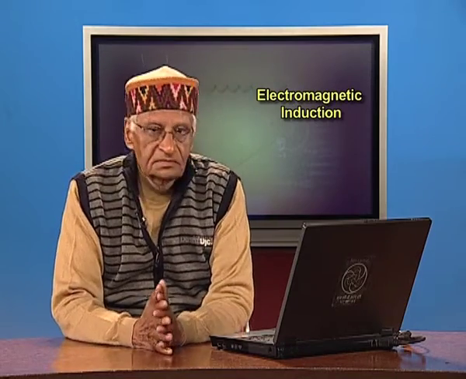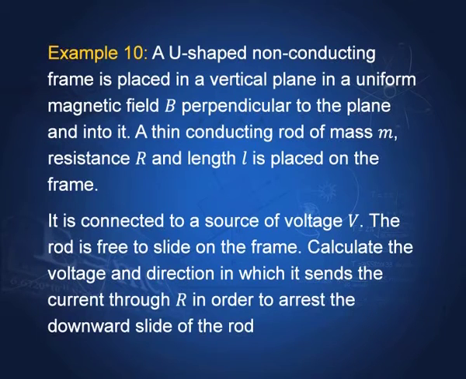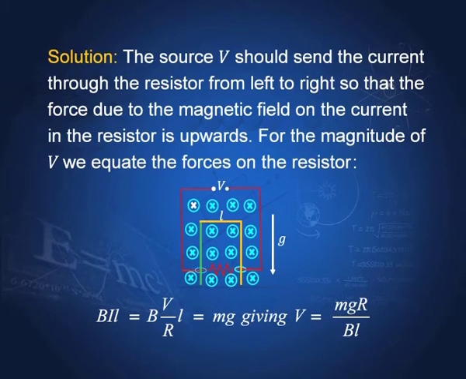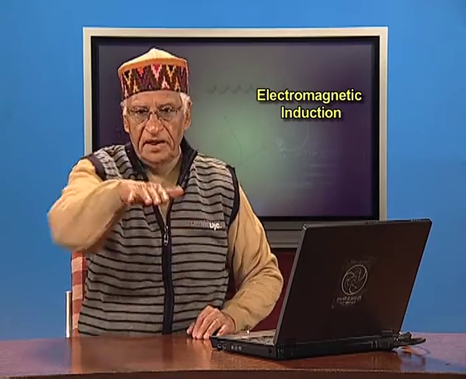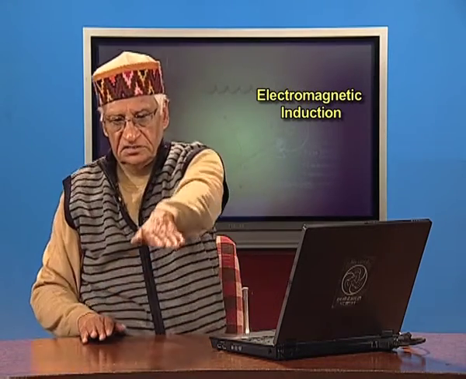Another example, a U-shaped non-conducting frame is placed in a vertical plane in a uniform magnetic field B perpendicular to the plane and into it. Let me explain this. We have a vertical frame and this frame is in a vertical plane, this frame, red line, this is a conducting frame and there is a source of potential V which we shall apply, and the magnetic field is going into the plane, magnetic field is in this direction.